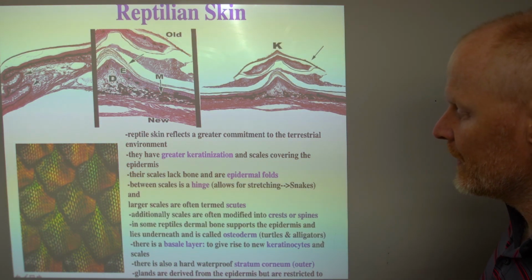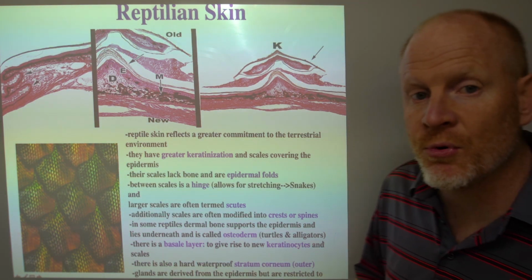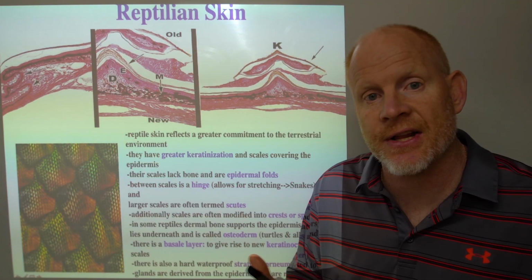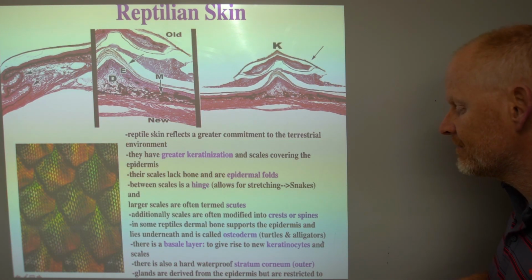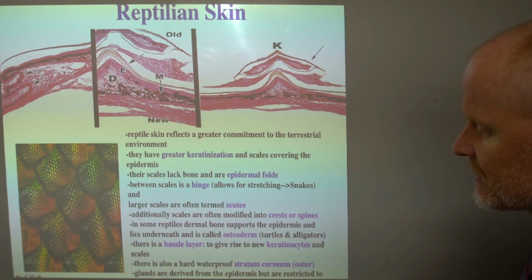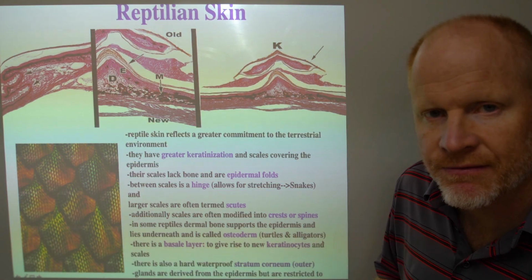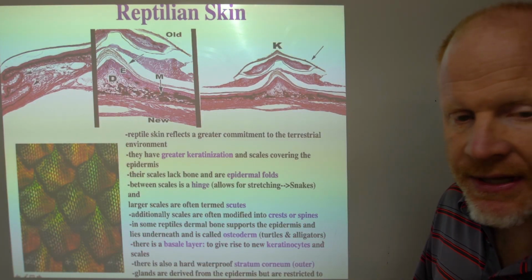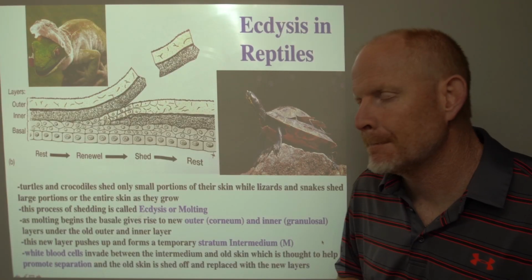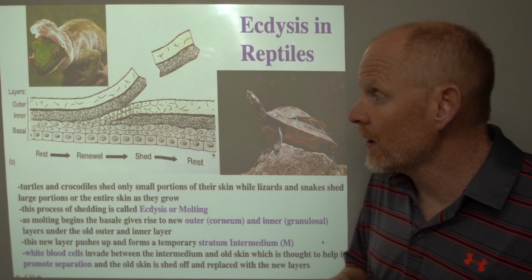Scales can also form ornamentation and be supported by bone or thicker keratinization, and they're called spikes or spines or crests in reptiles. And the stratum corneum is what's really waterproof and what's really hardened to form the scales in the reptilian skin. So as I mentioned, they shed their skin. So this is how shedding works.